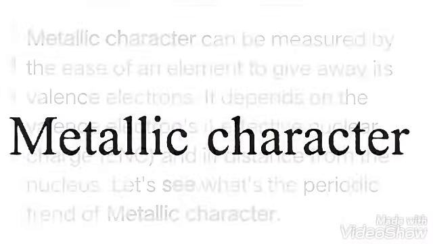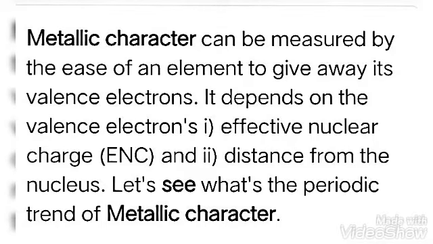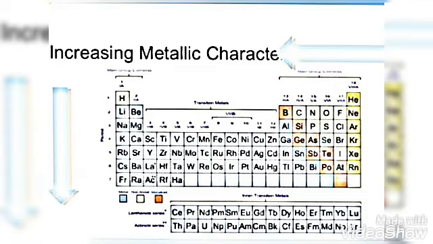Metallic character. Metallic character can be defined as the ease with which an atom can lose its electrons from the valence shell. It depends upon the effective nuclear charge and the distance between the nucleus and the outermost shell. Metallic character increases in a group from top to bottom because atomic size increases, so the influence of the nucleus on the outermost shell decreases, so electrons can be released easily.